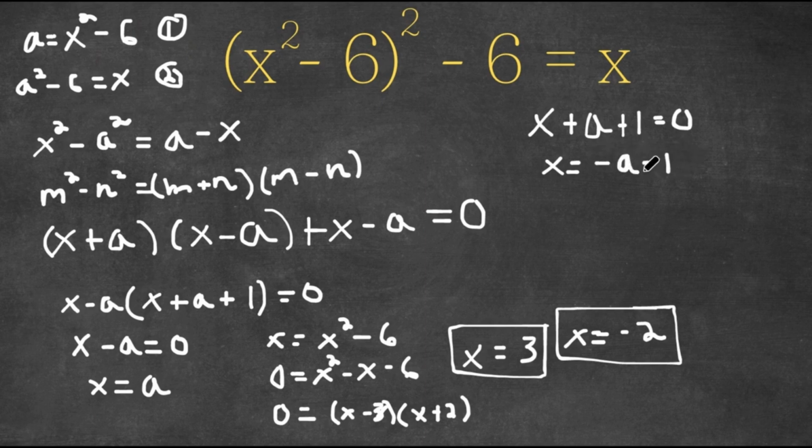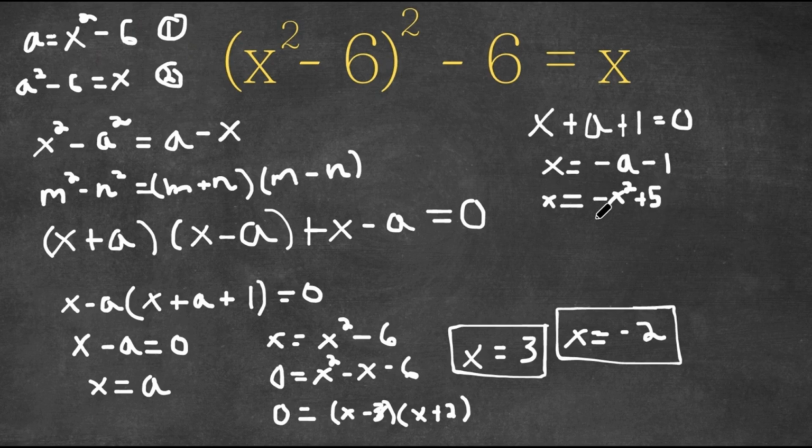And I'm actually going to plug in a. a is x squared minus 6, so this means x is equal to negative 1 times x squared minus 6, which is negative x squared plus 6 minus 1, and 6 minus 1 is 5. So we have negative x squared plus 5.